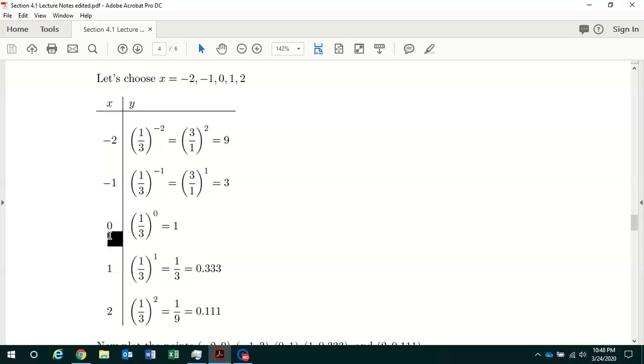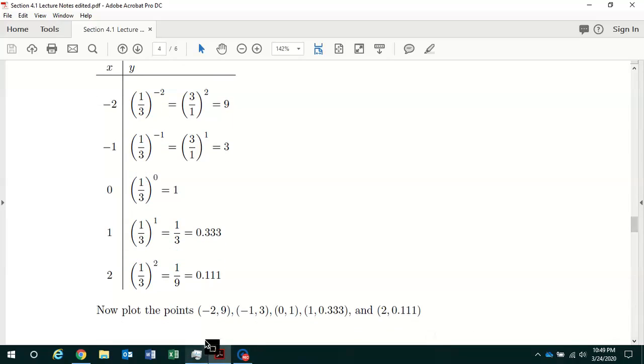Similarly, right, when x is 0, y is 1, so the point 0, 1 is on the graph. When x is 1, y is equal to 1/3, which is equal to 0.333. And so the point 1, 0.333 is on the graph. And when x is equal to 2, y is equal to 1/9 or 0.111. And so the point 2 comma 0.111 is on the graph. So down here, right, we have our 5 ordered pairs.